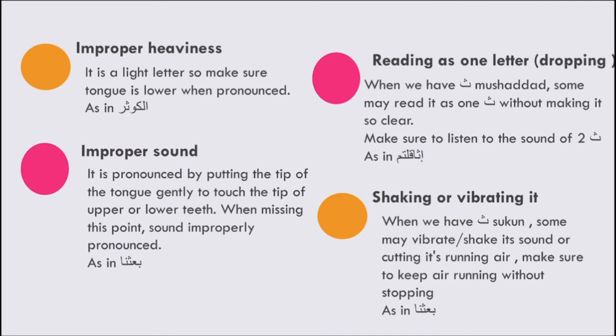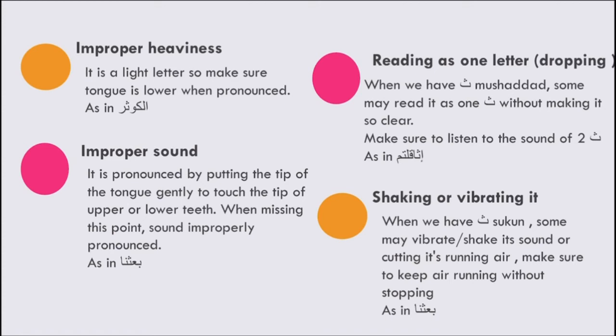So ba'athna, when we put the tip of the tongue on the upper teeth, it will be ba'atna, which is wrong. When you put the tip of the tongue on the lower teeth, it will be ba'asna, like the Sin sound. So this one is wrong as well.